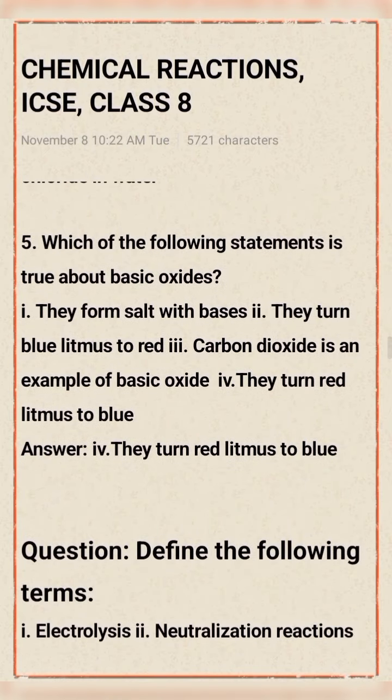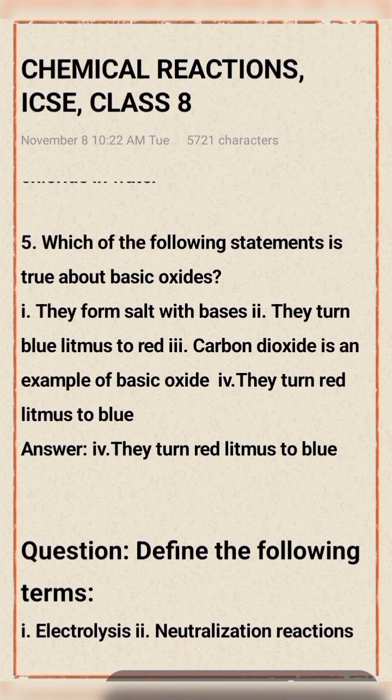Next question, question number 5. Which of the following statements is true about basic oxide? Option 1, they form salt with bases. Option 2, they turn blue litmus to red. Option 3, carbon dioxide is an example of basic oxide. Option 4, they turn red litmus to blue. Option 4 is the right answer, that is they turn red litmus to blue.